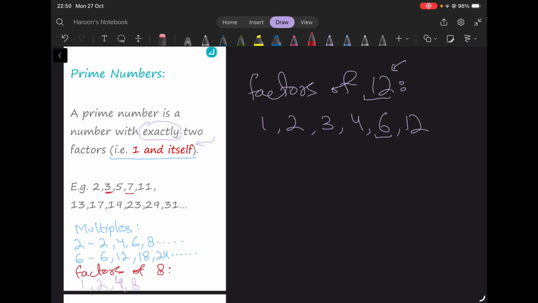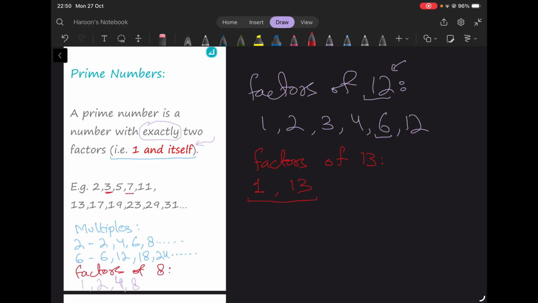7, 1 and the number itself, 7. So let's say factors of 13, for example. So 1 definitely, and the number itself 13 as well, but 2, not an even number, 3 no, 4, 5, 6, 7, 8, 9, 10, 11, 12 no, but 13 yes. So it has exactly two factors, as you can see. So 13 would be a prime number.